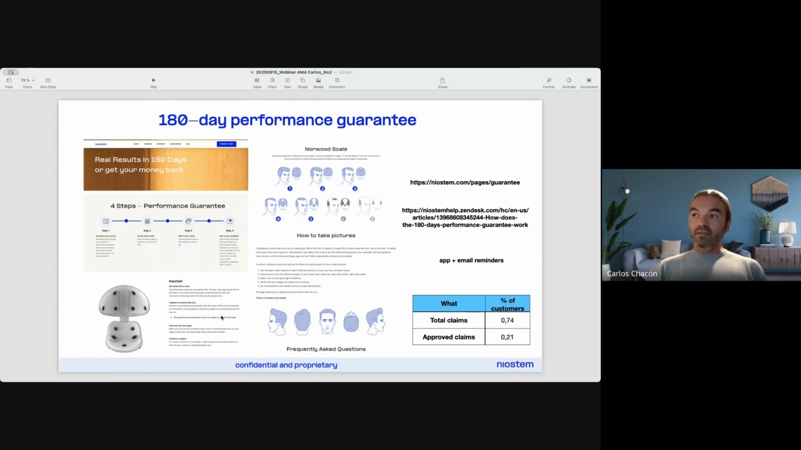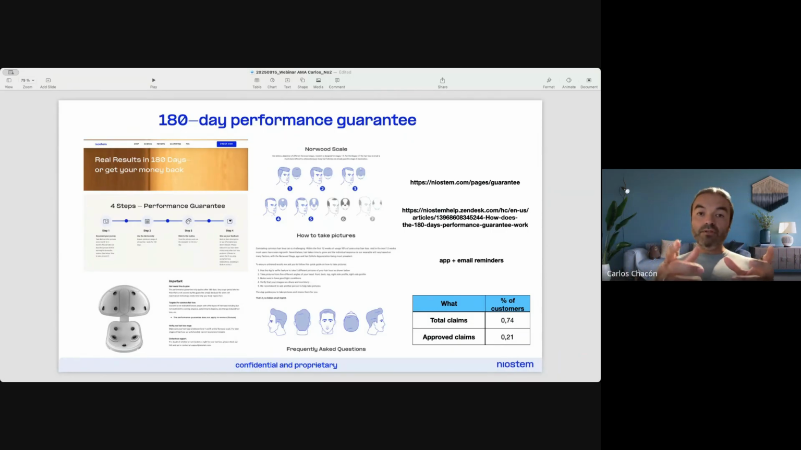So having said that, what is the 180-day performance guarantee? If you don't have results, meaning you don't stop your hair loss or you don't regrow your hair, so either one, right, and you have used the device for the minimal required time, which is 6 times a week, that equals 154 days in a 180-day time frame, which is 6 months, then you send us pictures through our app. That's super important, it has to be through the app, because only then can we make sure that the data is collected at the right times.